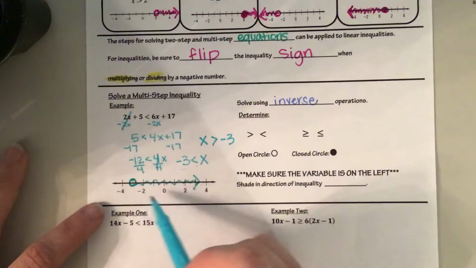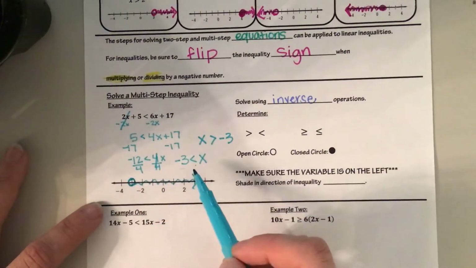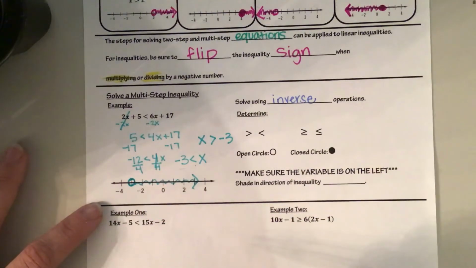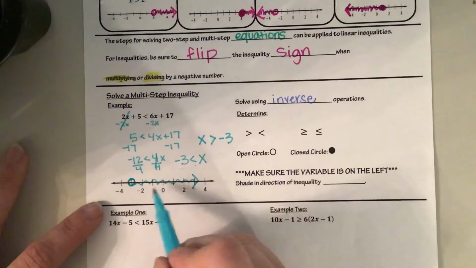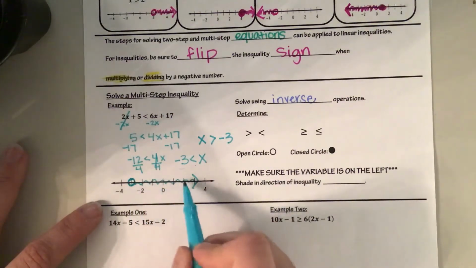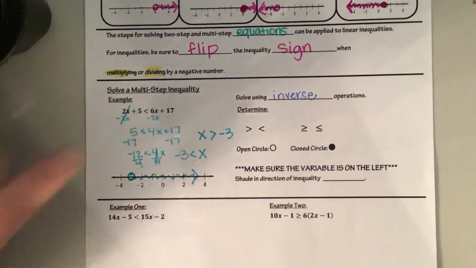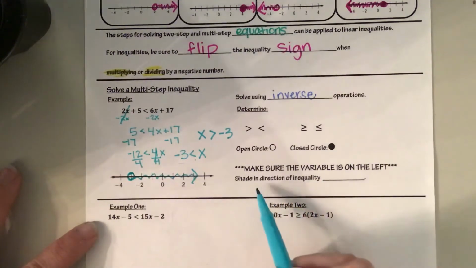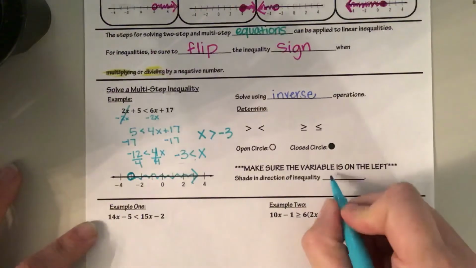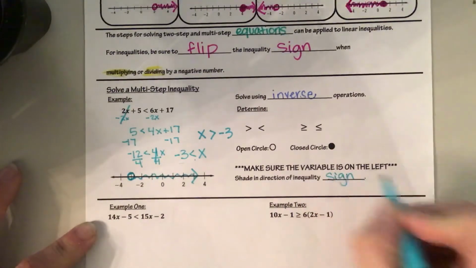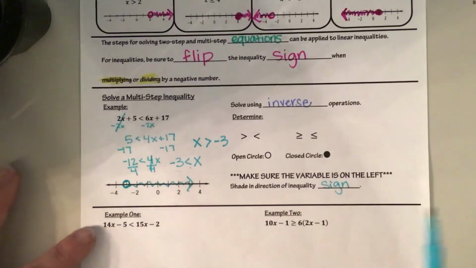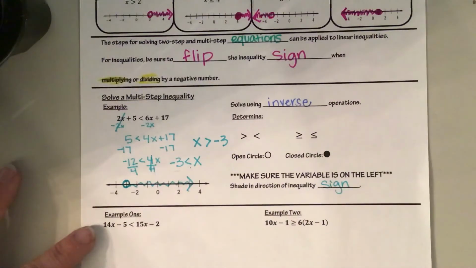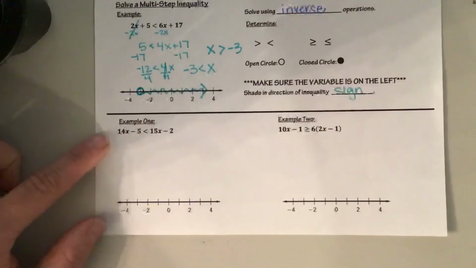X can be anything bigger than negative 3. So would a solution for this inequality be positive 5? Yes, because it is greater than negative 3. Anything bigger than negative 3 would work for this problem. Make sure the variable is on the left. Shade in the direction of the inequality sign. Like I said earlier, you're only allowed to shade in that direction when your variable is on the left. Let's do 2 more review problems.